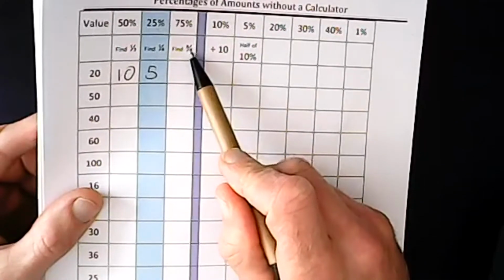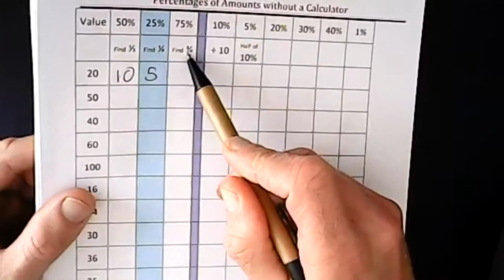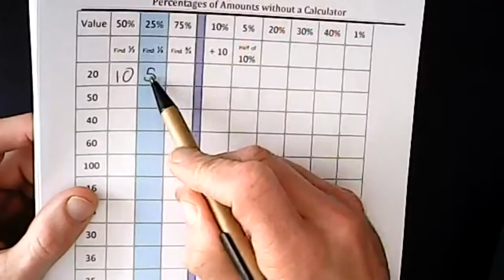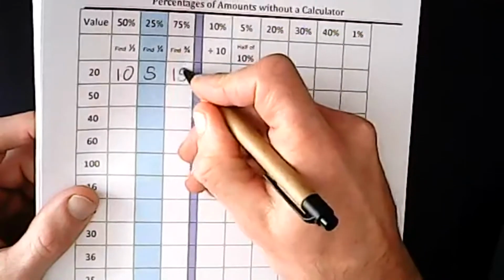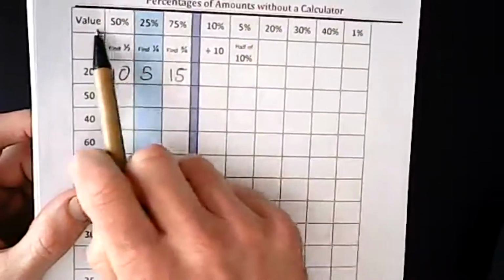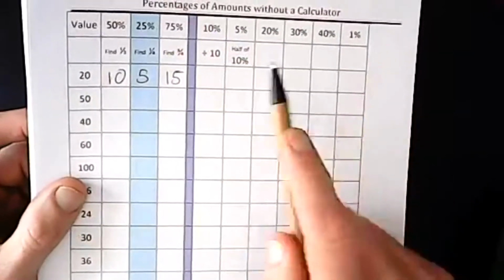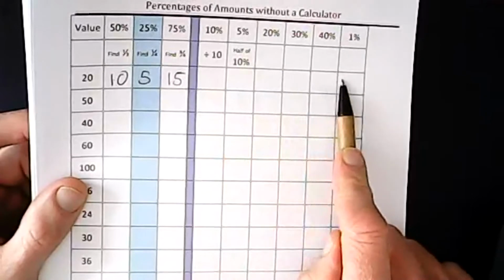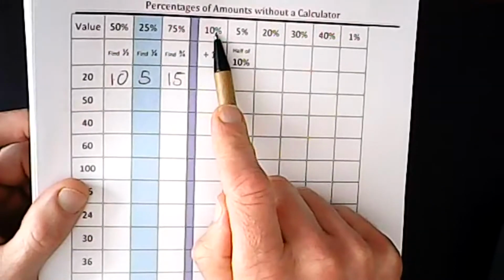We need 3/4. I know that's not clear to see, but it is 3/4. So 3 of them makes 15. So that's one section of facts. We've also got another section here, starting with 10.